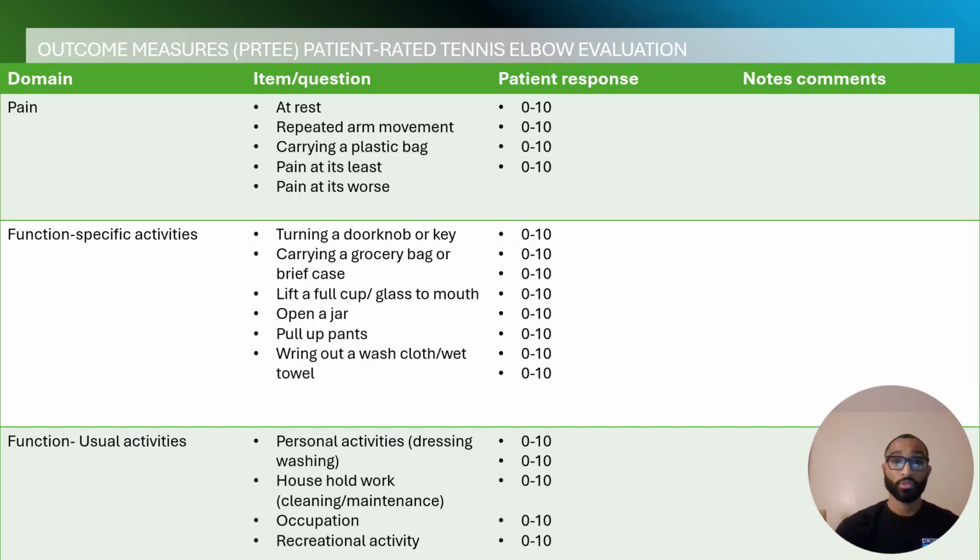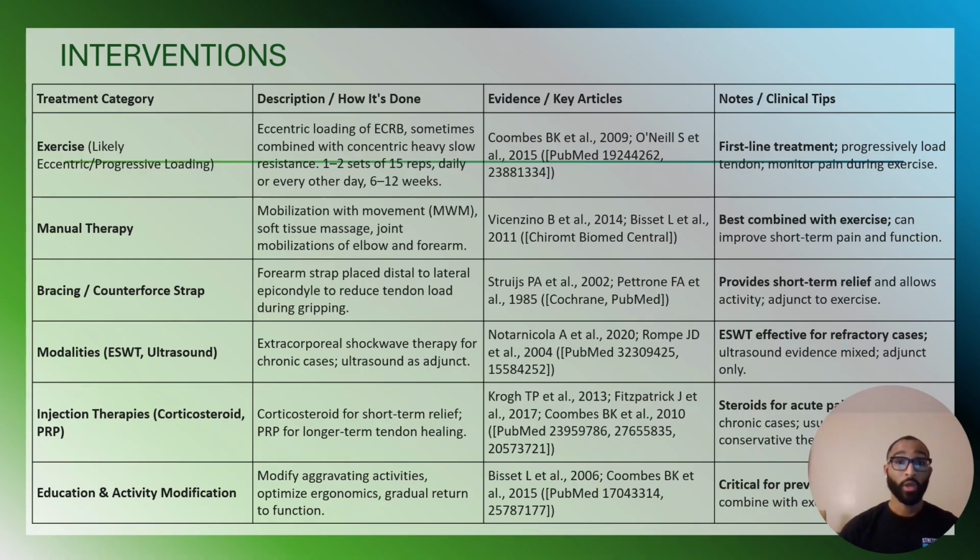So then next, we are going to go ahead and discuss some interventions. We've got the 6 primary intervention categories: exercise, manual therapy, bracing and counterforce strap, modalities, injection therapy, which is corticosteroids, and then education and activity modifications.